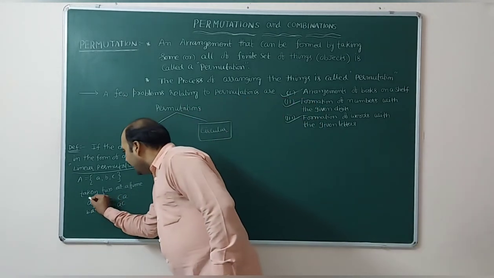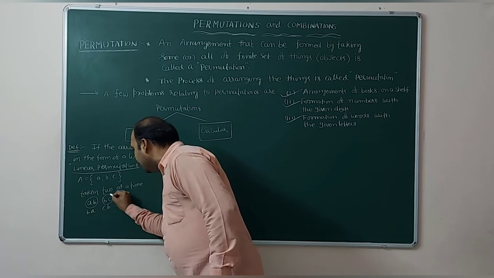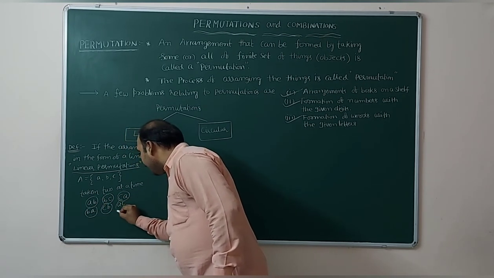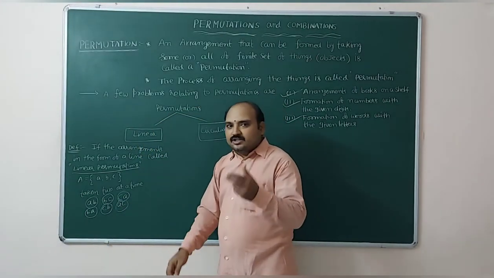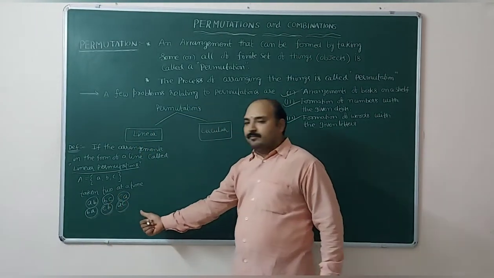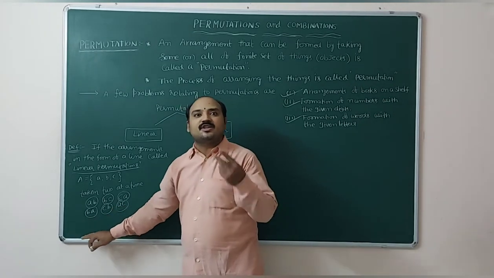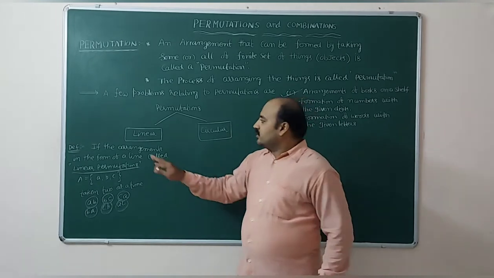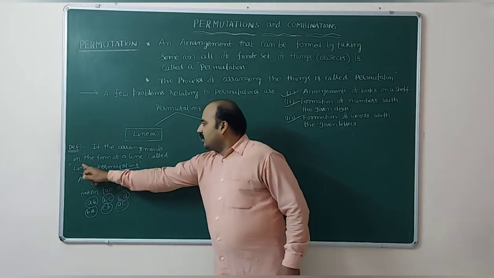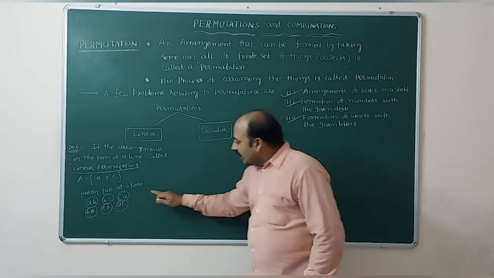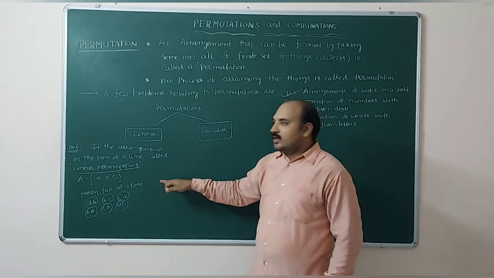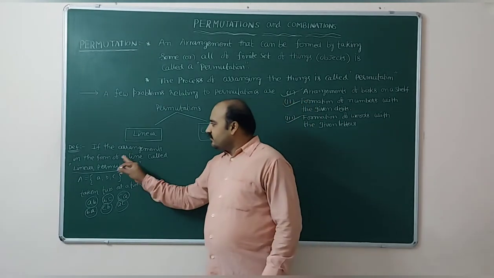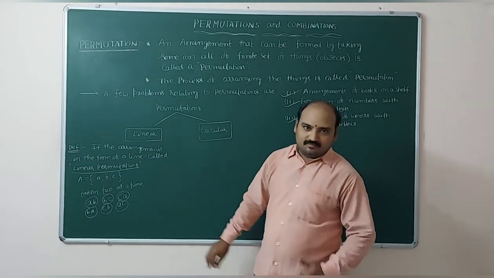Each arrangement is called a permutation. So out of 3 elements, 2 elements taken at a time, how many permutations are we getting? 6. So this is called linear permutation. If the arrangement is in the form of a straight line, it is called linear permutation.